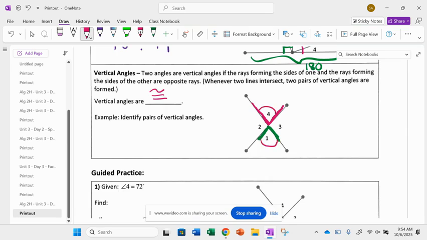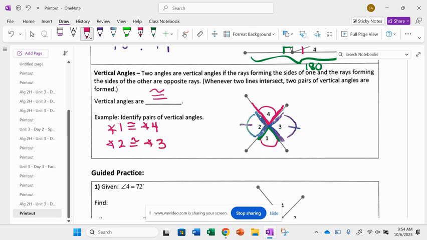Which other angles in this diagram are vertical angles? You got it. We got more kissing angles over here. Angle 2 is kissing angle 3. So they love each other and they're congruent. So identify the vertical angles. We're going to say angle 1 is congruent to angle 4. They're vertical angles. Angle 2 is congruent to angle 3.